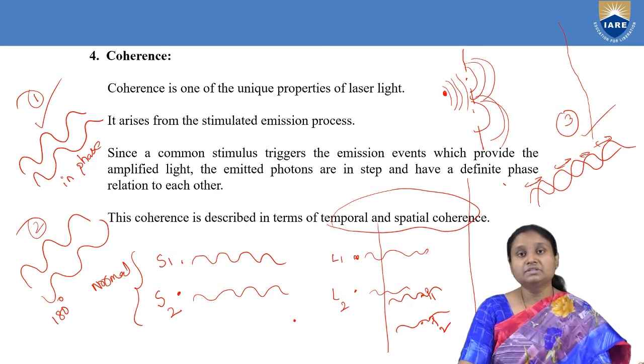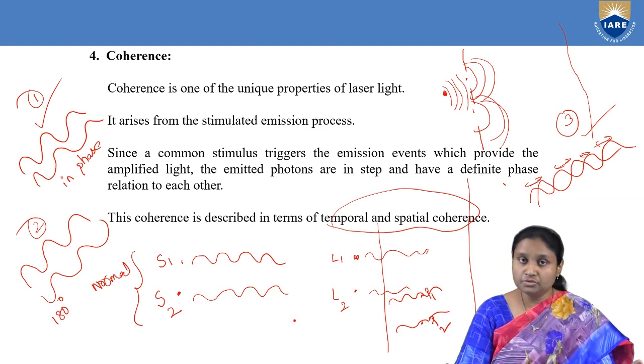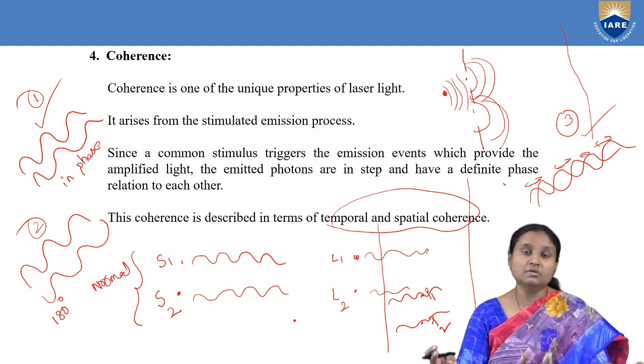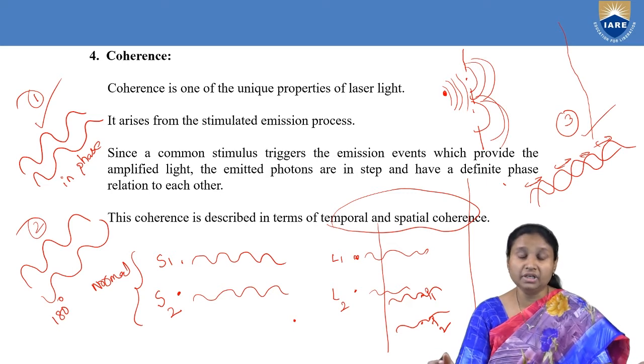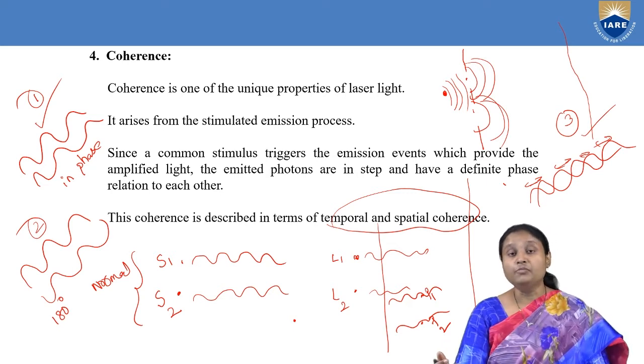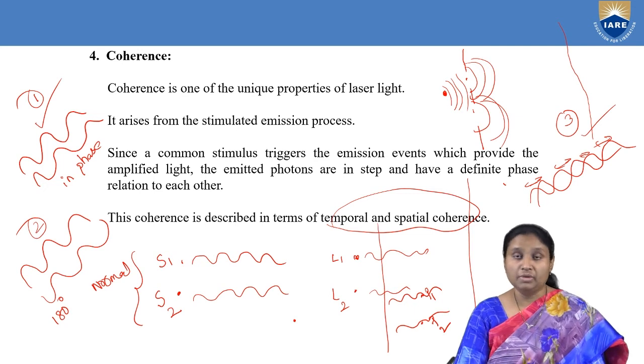So these are the characteristics of laser. As we know, compared to a normal light source, a laser source has some specific features: being directional, monochromatic, highly intense and coherent, which make it completely different and give it more applications compared to a normal light source.